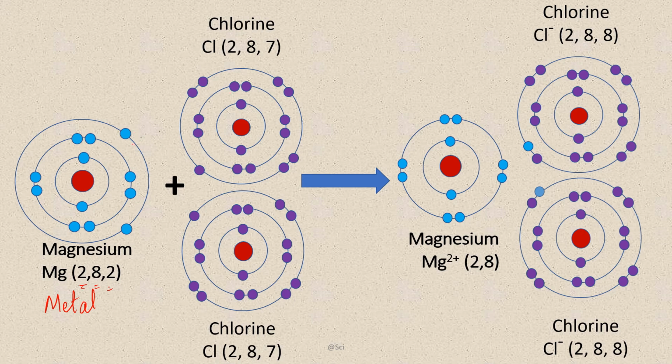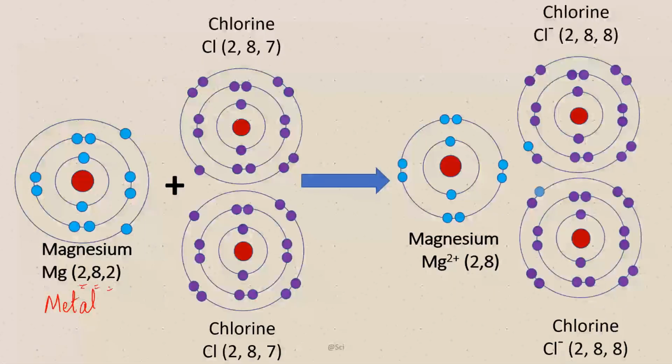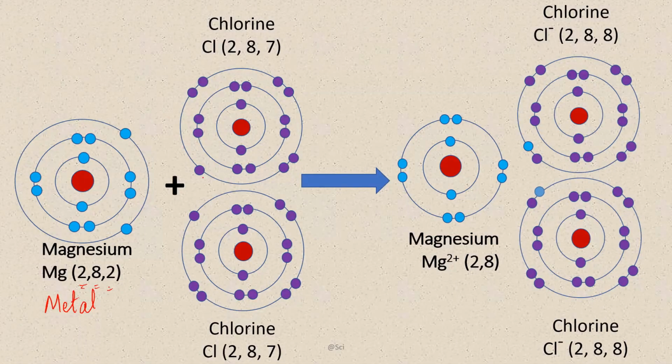Now imagine magnesium and there are 2 chlorine atoms here. Each chlorine is falling short of 1 electron. In the outermost shell here it is 7, here it is also 7. Magnesium has 2 in the outermost, so one electron goes to one chlorine, and another electron goes to the other chlorine.